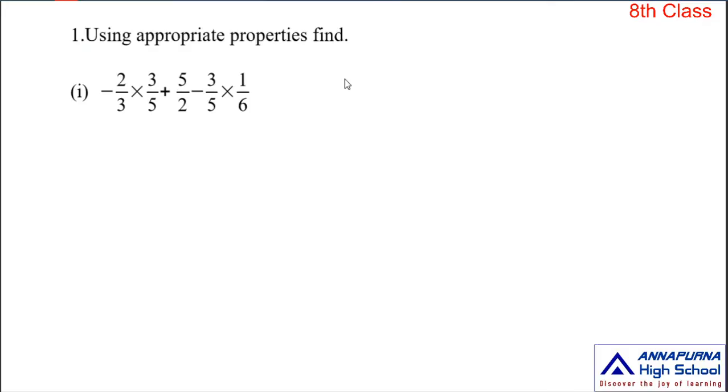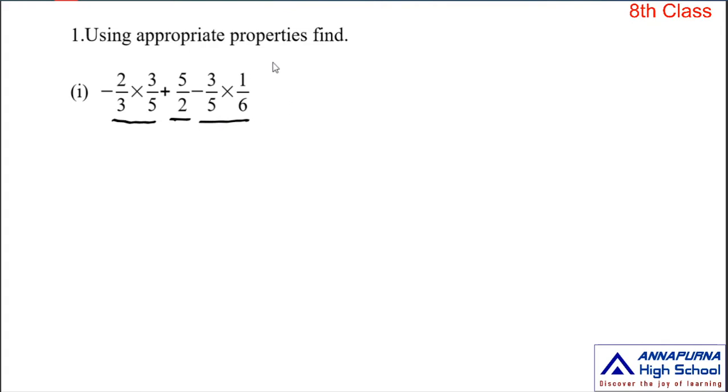Let us see the first question. Using appropriate properties, find minus 2 by 3 into 3 by 5 plus 5 by 2 minus 3 by 5 into 1 by 6. Observe this numerical expression. In this numerical expression, totally how many terms are there? There are 3 terms. Here the first term is minus 2 by 3 into 3 by 5. We read this as one term, and plus 5 by 2 is another term, and minus 3 by 5 into 1 by 6 is the third term.